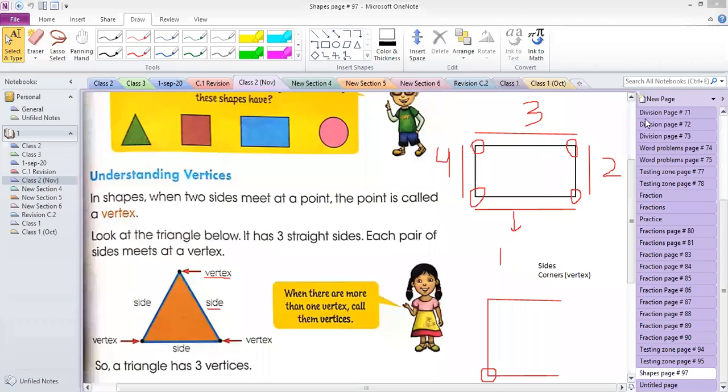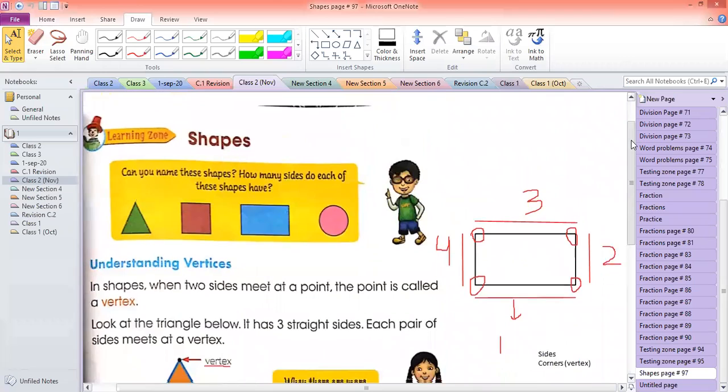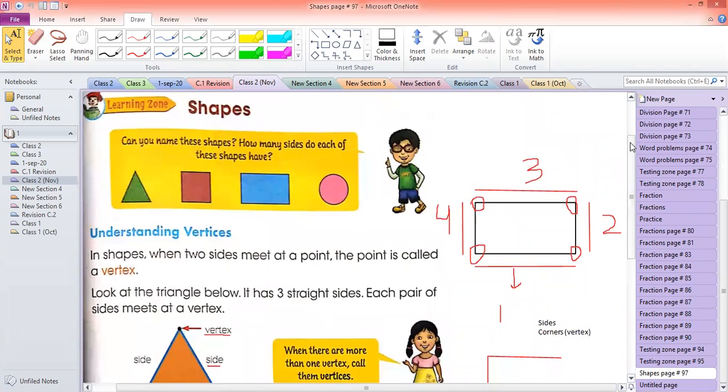What we have done, I just revised from your last class. We finished the chapter fraction by doing some exercises and we started shapes. Today we will discuss shapes also. We learned about the vertices and sides in the last class, and today I will revise that, and then we'll see the sides and the corners of different 2D shapes.